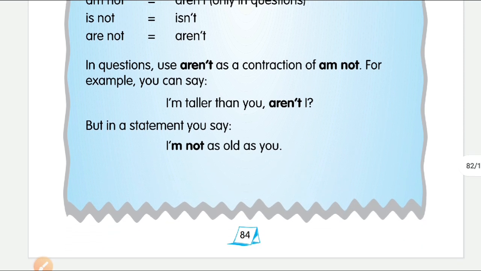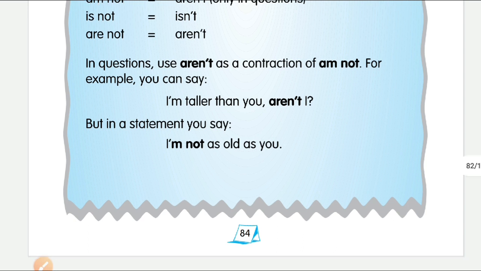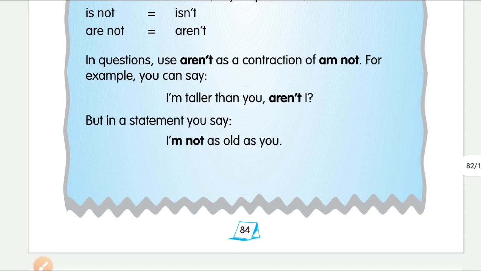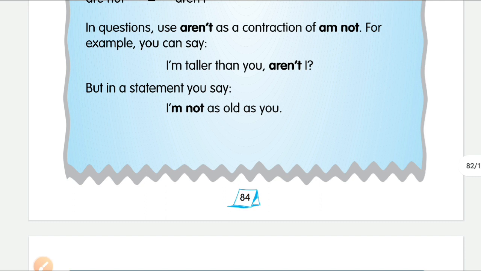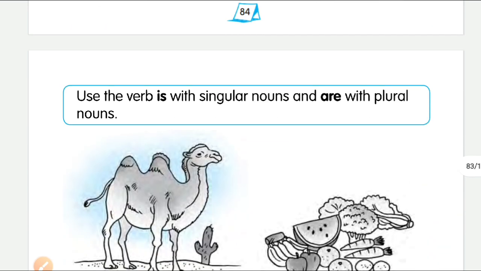I am taller than you. "Aren't I?" means if someone is taller than someone, he is asking: I am taller than you, aren't I? Here he is not using "am not I", but he is asking "aren't I". But in a statement you say "I am not as old as you". But in a negative question, when you are asking "aren't I", you can say "aren't I".